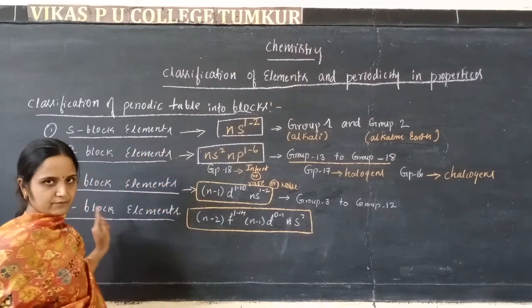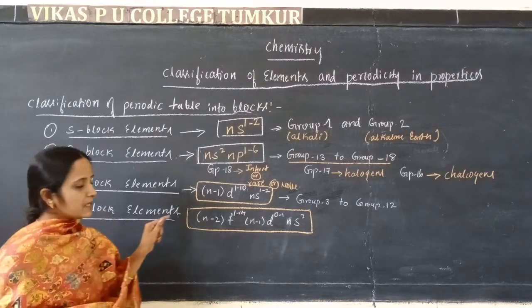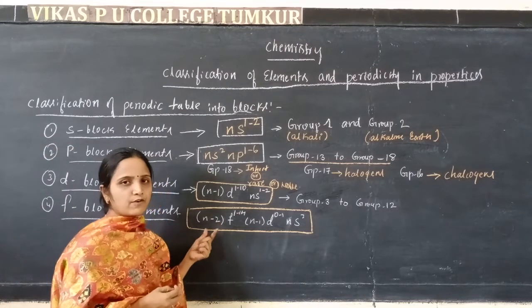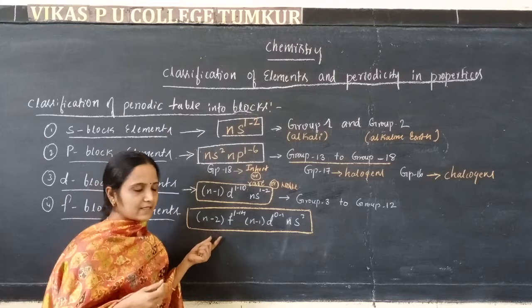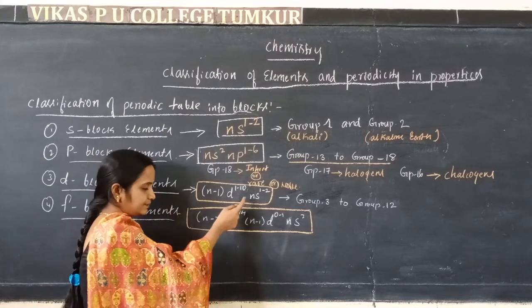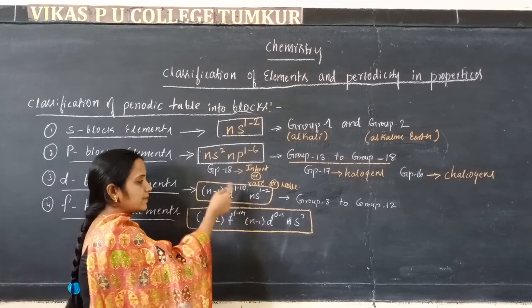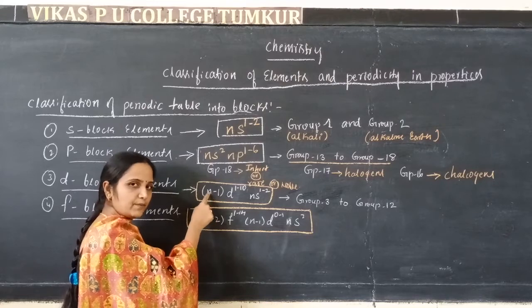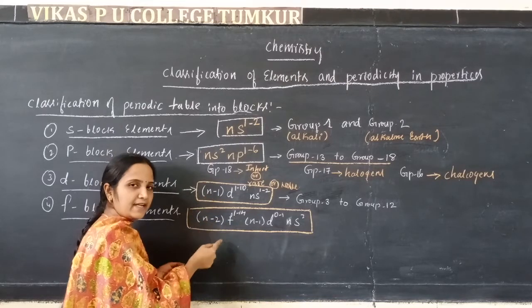Now I will define what is meant by f block elements. Here I wrote the formula first so that you can understand. n means valence shell, n minus 1 means penultimate shell, n minus 2 means anti-penultimate shell.